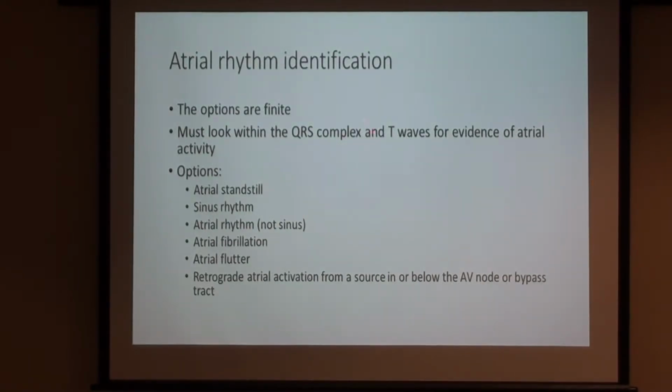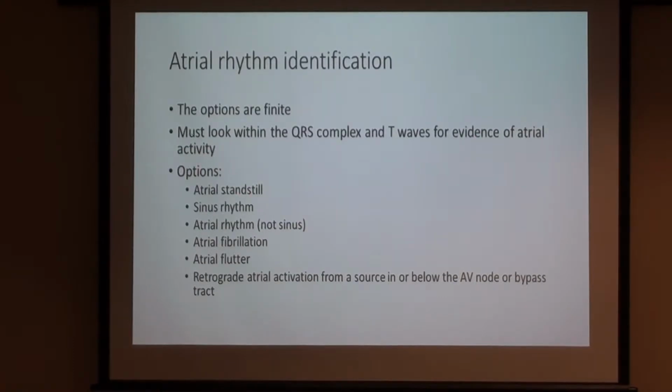Atrial rhythm identification. So remember that there are, as we talked last time, not a million options. There's a few options for what the atrial rhythm is. And so you've got to look at the EKG. I find that it's best to look for the atrial rhythm first, because very often if you look at the great big squiggles on there, you get distracted and your mind wanders off. So for me, it's better to look at the atrial rhythm first, and then it gives me better context for interpreting the rest of the thing.